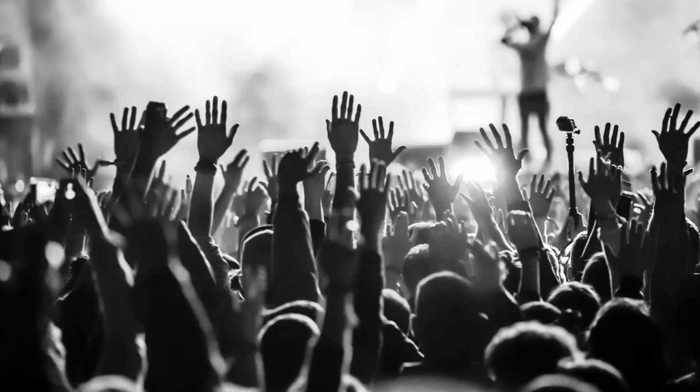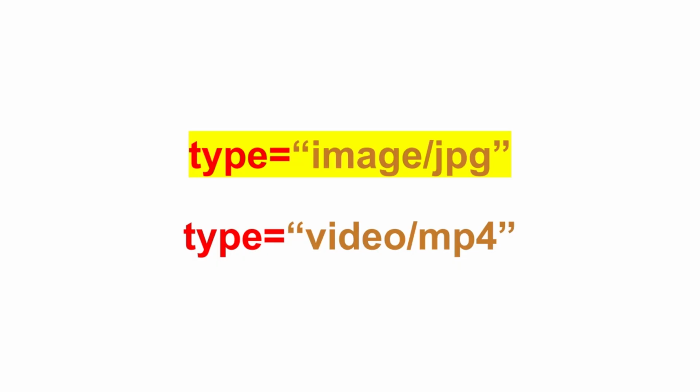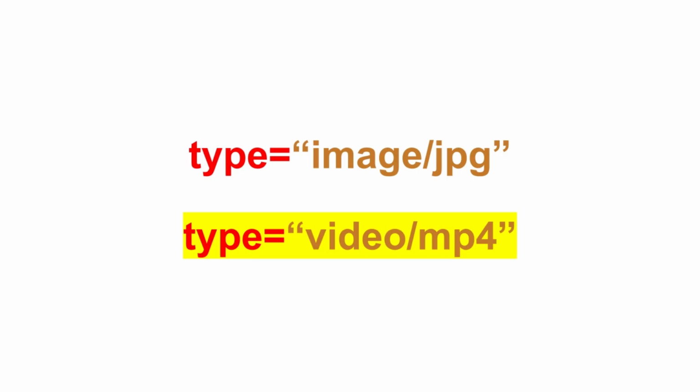Imagine a concert where the band plays without telling you their genre. Is it rock, jazz, or techno? We as the audience can guess, but the type attribute avoids confusion. It's the genre label for your content. Plus, some browsers might behave differently if they don't know the content type. Explicitly setting it ensures consistent behavior.